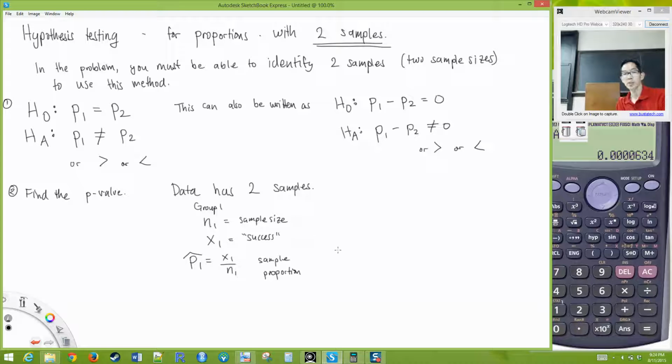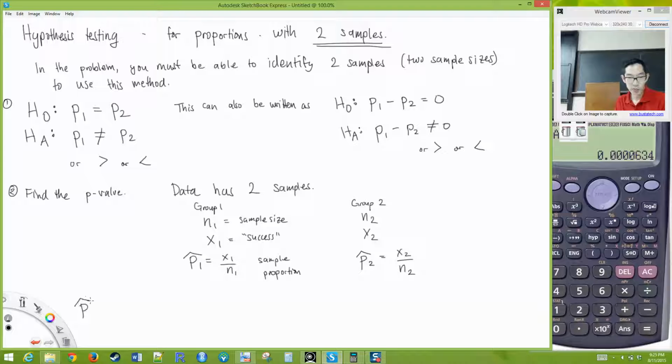Okay, so finding the line of thinking is all the same. It's just that the formulas have gotten a little uglier. For group 2, you have N2, X2, and P hat 2. Is this okay? All right, and then we have something, so this I think is straightforward.